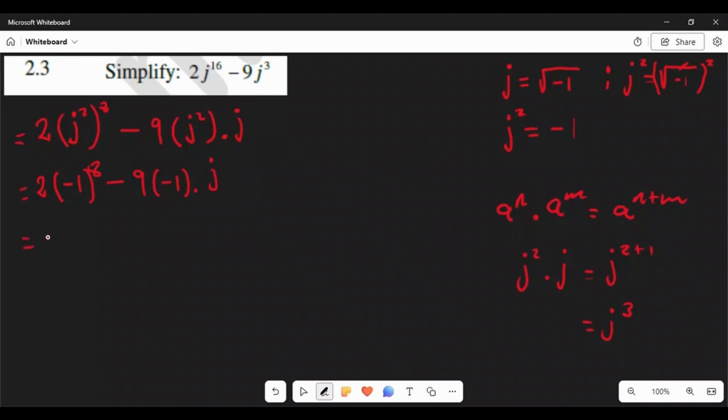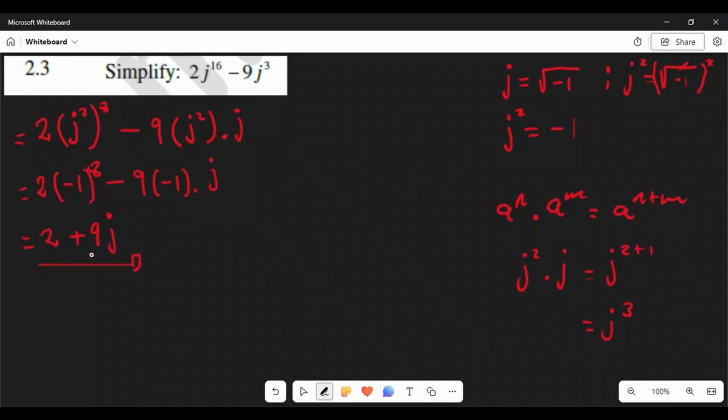So from here we can say 2 multiplied by, if you put this on your calculator you will have 1. Guys, make sure whenever you put this on the calculator you include the bracket. You don't want to put this without brackets, you'll get a wrong answer. So put it as you see it, like this. So 1 multiplied by 2 is 2, so you leave it like that. But when you go to the second term, we say -9 multiplied by -1, this becomes +9 multiplied by j. So this is actually your final answer.